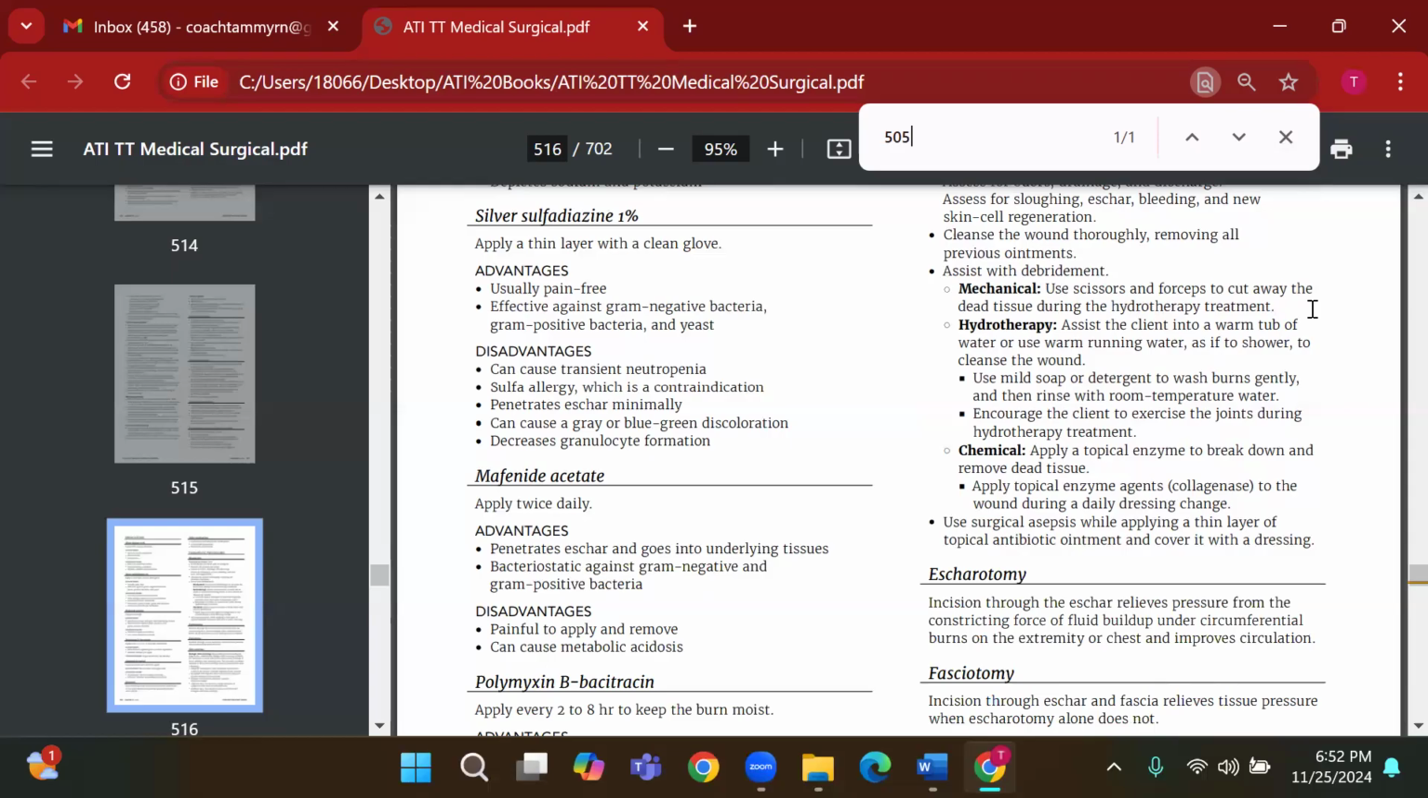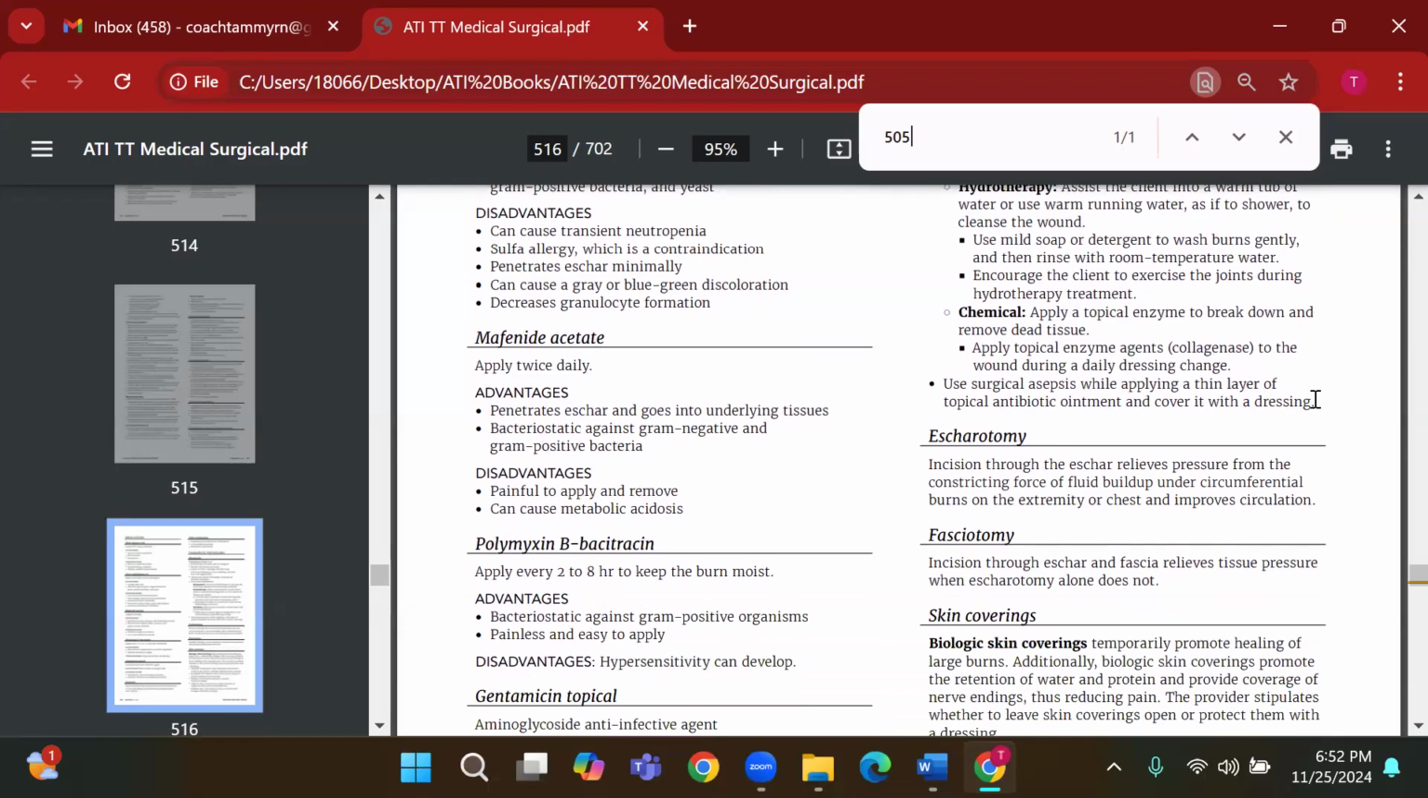And then hydrotherapy is they're going to get in a warm tub of water and cleanse the wound, and they're going to use mild soap or detergent to wash burns gently and then rinse. Keep in mind, I'm sure it depends on the type of wound that you're going to deal with, but they need to exercise their joints while they're in the hydrotherapy. Chemical, obviously, there's a chemical debrider that you can put down in the wound, and it's a topical enzyme that breaks down and removes dead tissue. It says apply topical enzyme agents to the wound during a daily dressing change. So you can use mechanical, hydrotherapy, or chemical.